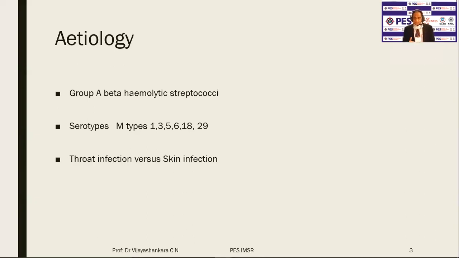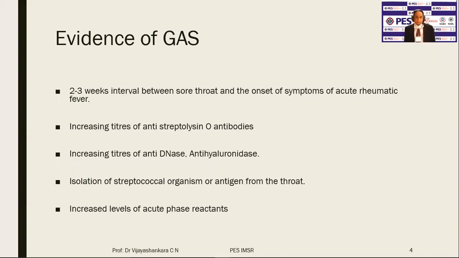Likewise, there are also nephritogenic strains, which are completely different and usually cause skin infection. So throat infection is more common with these rheumatogenic serotypes, and usually the throat infection precedes the onset of acute rheumatic fever. Skin infection does not precede acute rheumatic fever. Usually there will be a 2 to 3 week interval between the sore throat and the onset of symptoms of acute rheumatic fever, and that is the temporal relationship between the two.